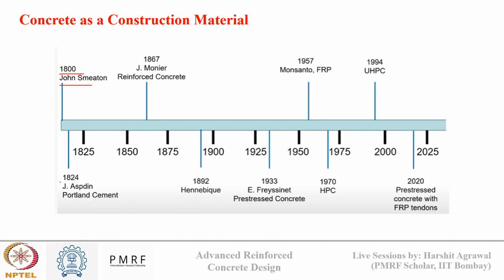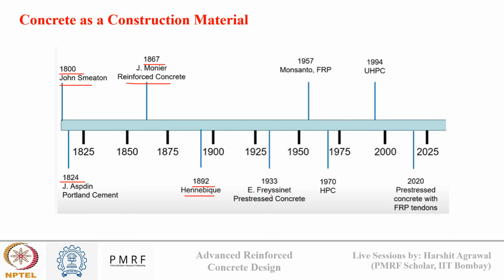Then in 1824, Joseph Aspdin patented Portland cement, which was a revolutionary movement in the construction industry. Then in 1867, Joseph Monier introduced reinforced concrete by combining steel and cement. In 1892, Hennebique again worked in advance with reinforced concrete and used it in a structural construction that we'll see soon in the next slide.